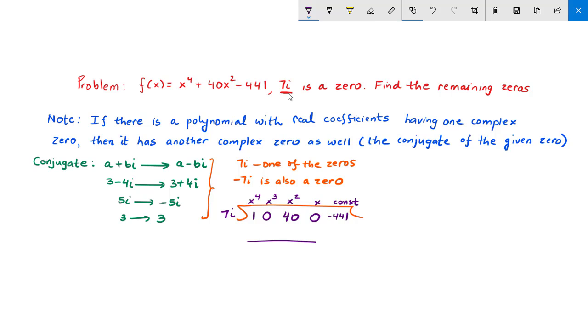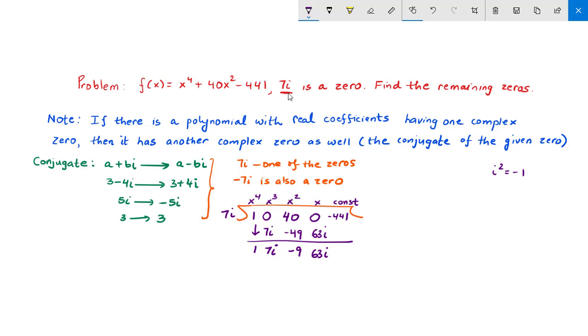So let's start with the synthetic division. 1 is copied as it is. Then you multiply 1 and 7i, you get a 7i. Add, you get a 7i. 0 plus 7i is just 7i. Then 7 times 7 is 49. i squared is negative 1. So this becomes a negative 49, right? Add them, you get a negative 9. Negative 9 times 7 is 63, so you get a 63i. Add them, you get a 63i.